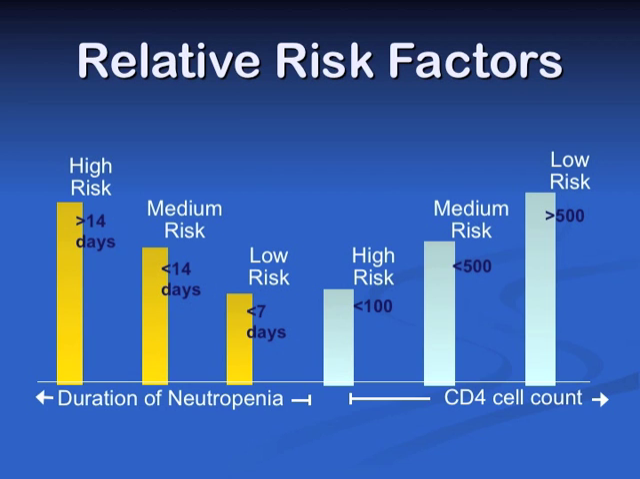In terms of the relative risk factors for the development of invasive fungal infections in general, the two major factors that we think about are the severity and duration of neutropenia. So the risk grows substantially the longer the patients are neutropenic, and most notable in those patients who are neutropenic for more than 2 weeks. Also, patients who are chronically lymphopenic with CD4 counts less than 100 are at increased risk as well.